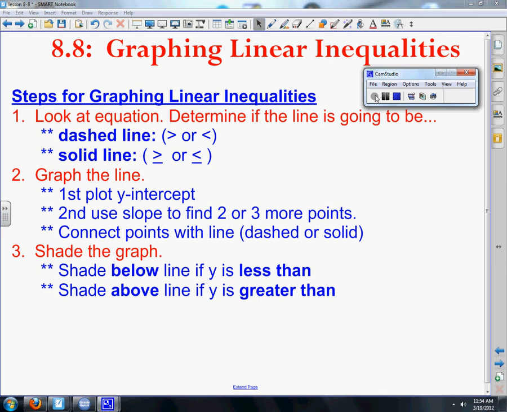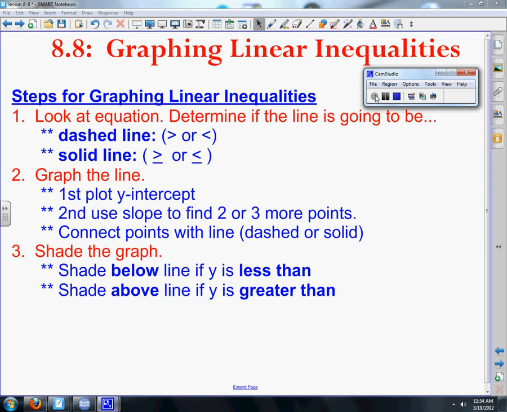Today's lesson is graphing linear inequalities. Please get out a piece of paper and title your paper 8.8 Graphing Linear Inequalities and write down the following steps. When you have them written down, you can turn back on the video and I'll walk through the directions with you and we'll do some examples.